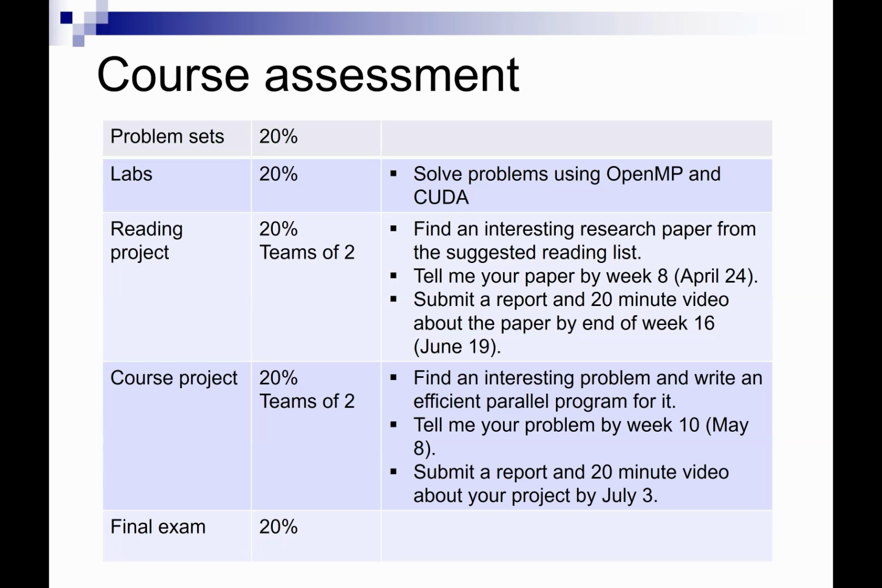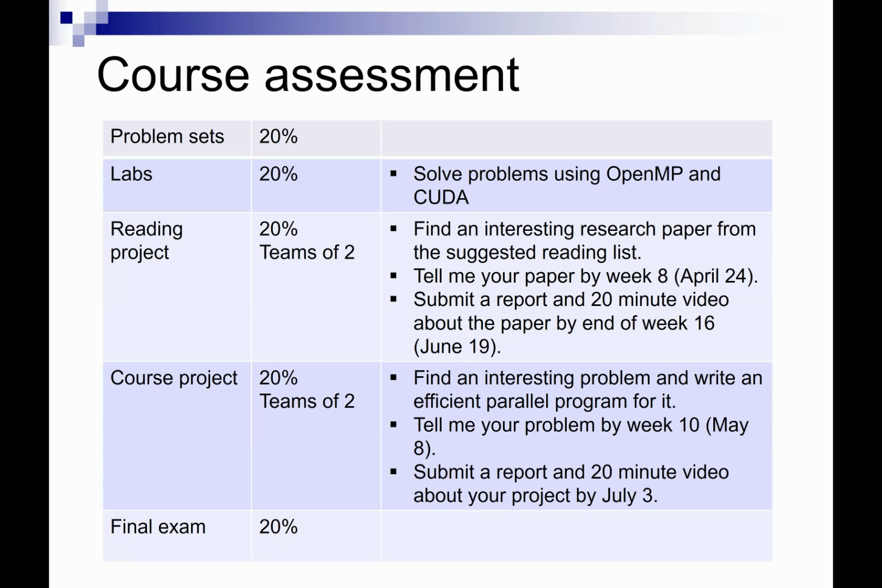Okay, so I'll have some suggestions for what kind of problems you can look at. Okay, and you should decide on your problem by week 10, which is May 8th. Okay, so you should tell me what your problem is. And then, we can have maybe a small discussion about whether that problem is appropriate or feasible.